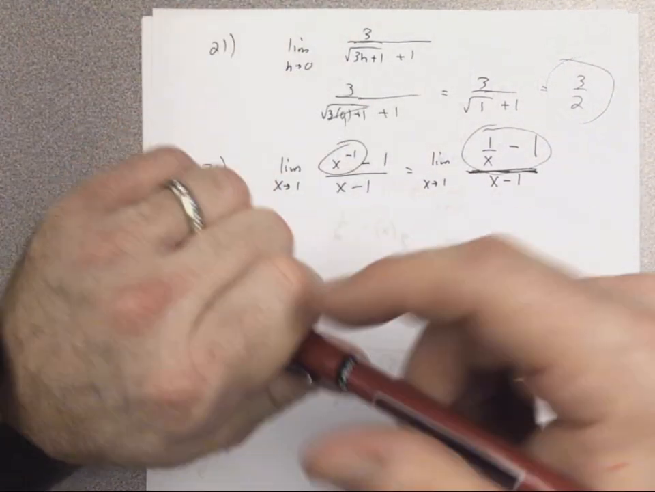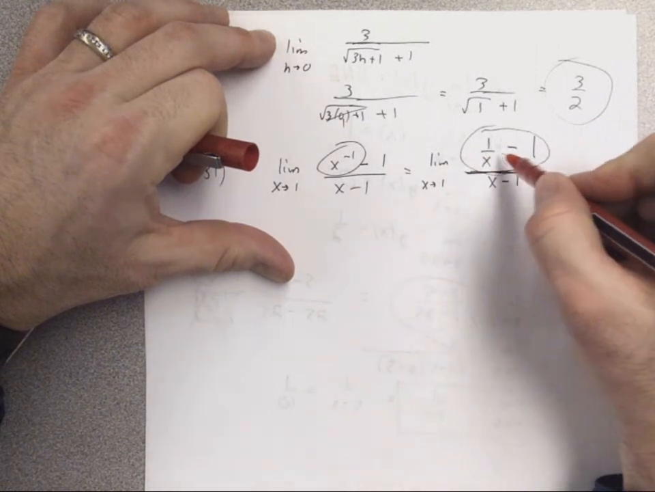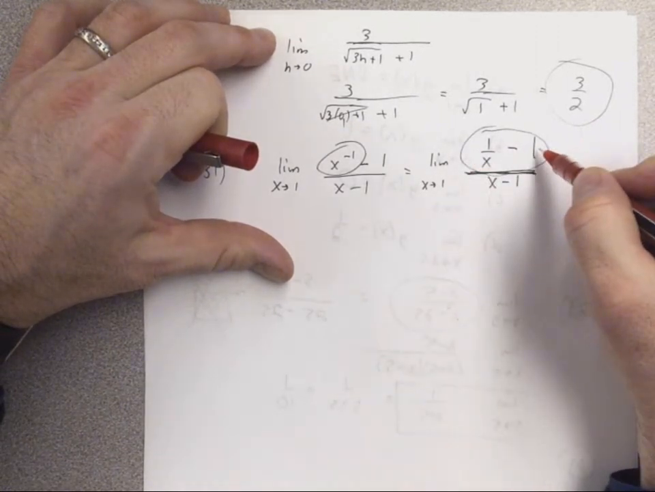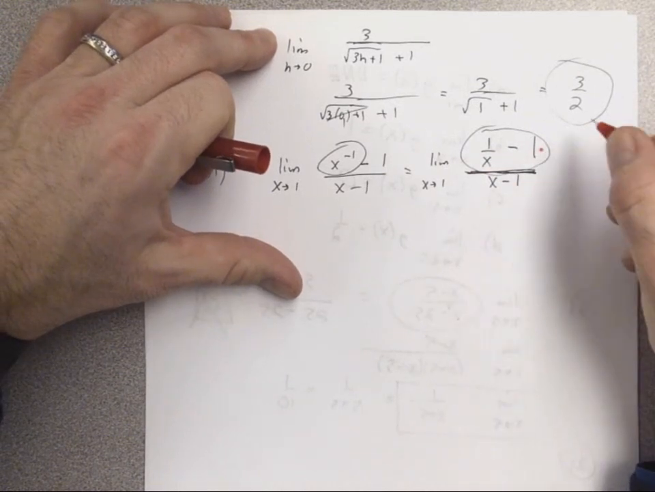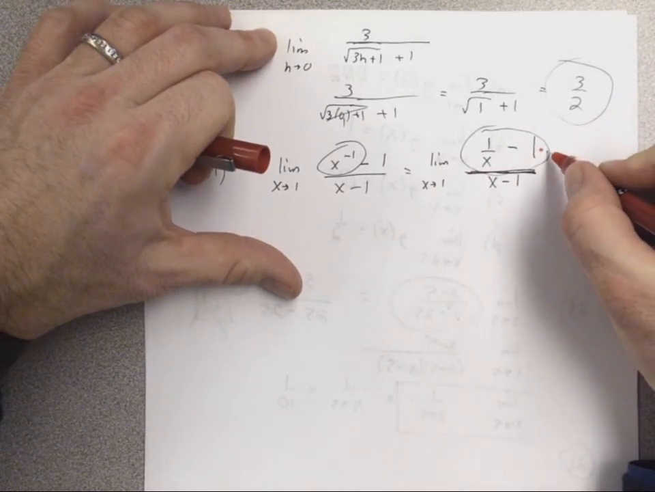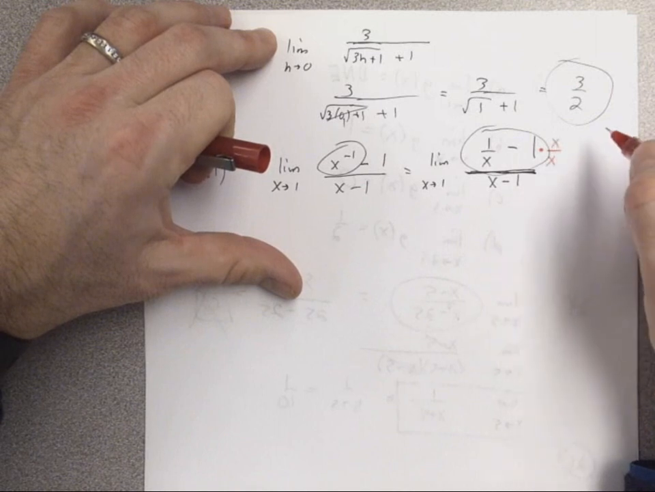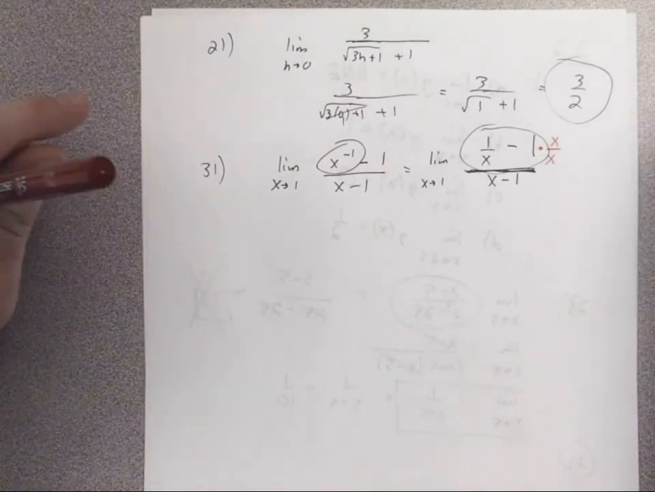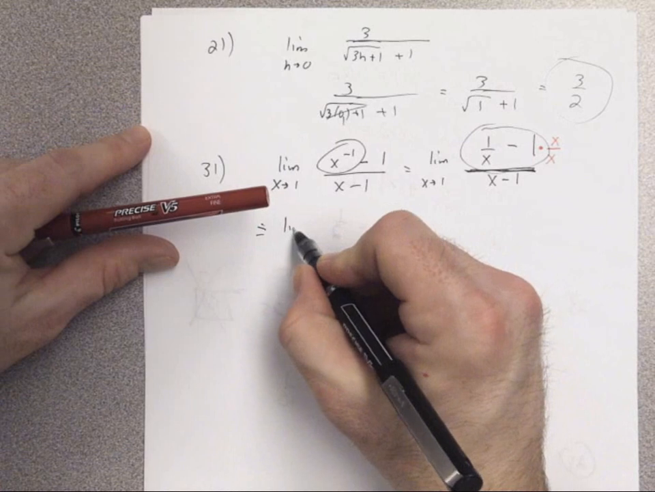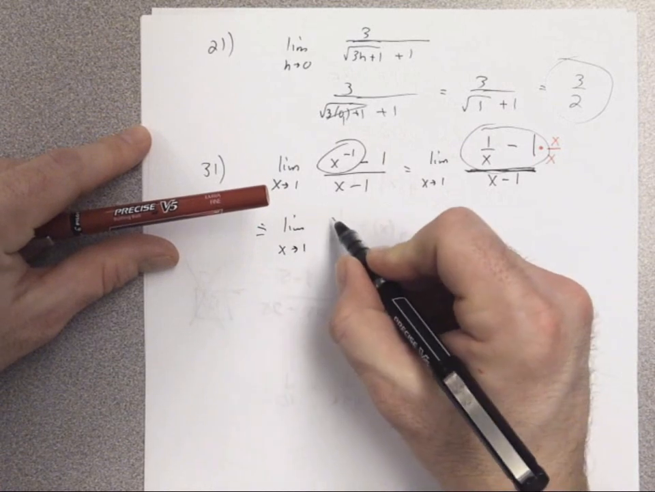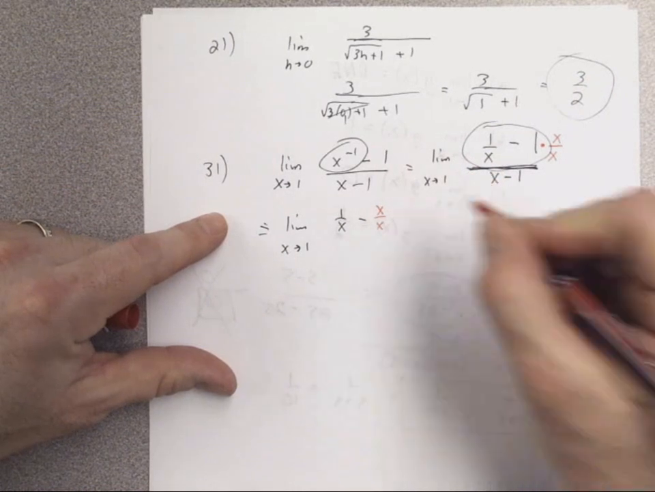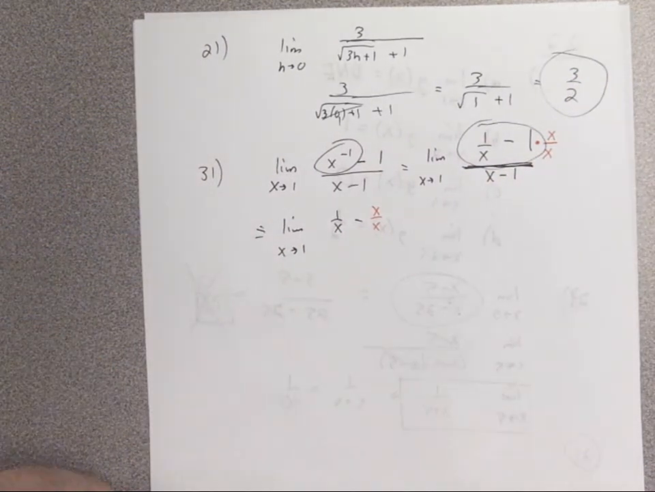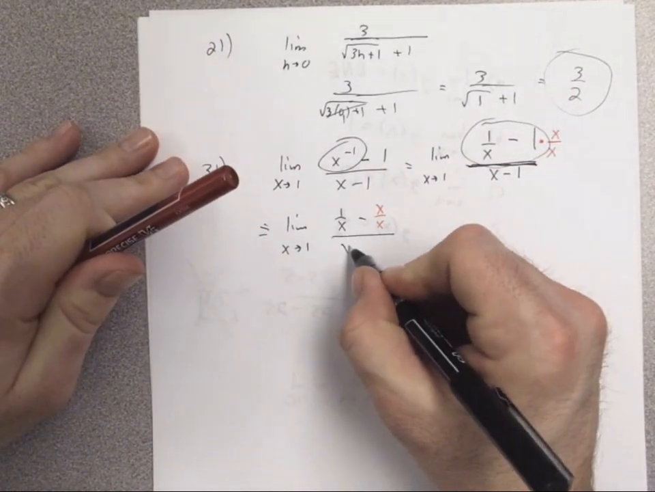Well, I have to get common denominators. I can't subtract these, right? Does that make sense? So what does the denominator have to be on this one so I can subtract these 2 terms? Okay, so that means I'm going to have to multiply by what over what? X over x. Is that clear? So now it'll be common denominators. So this is going to be the limit as x approaches 1 of 1 over x. This thing becomes x over x, right? When we're done multiplying that, and then this is all going to be x minus 1.